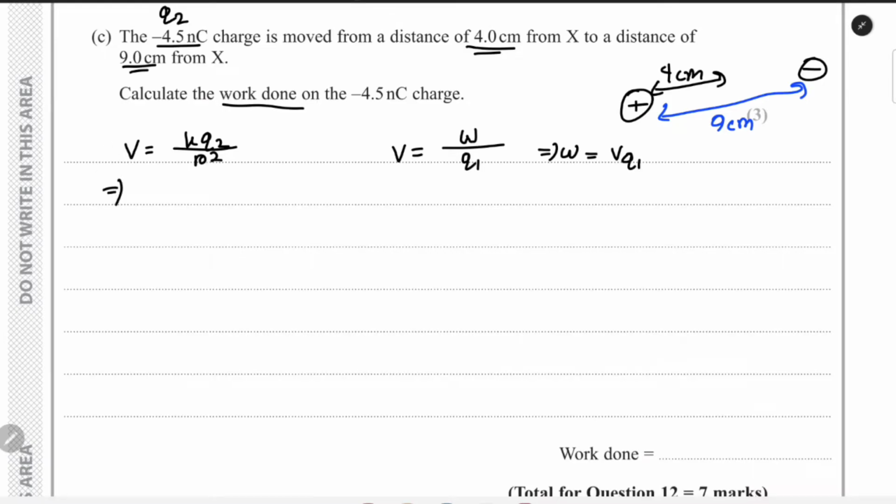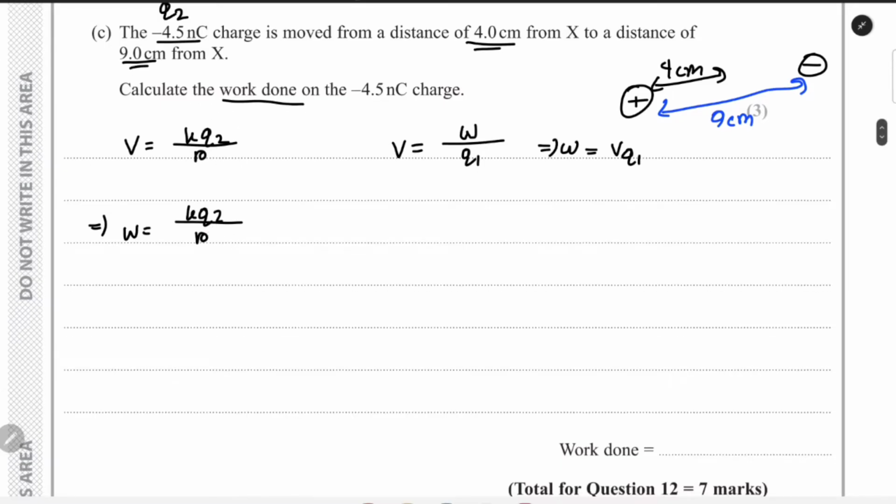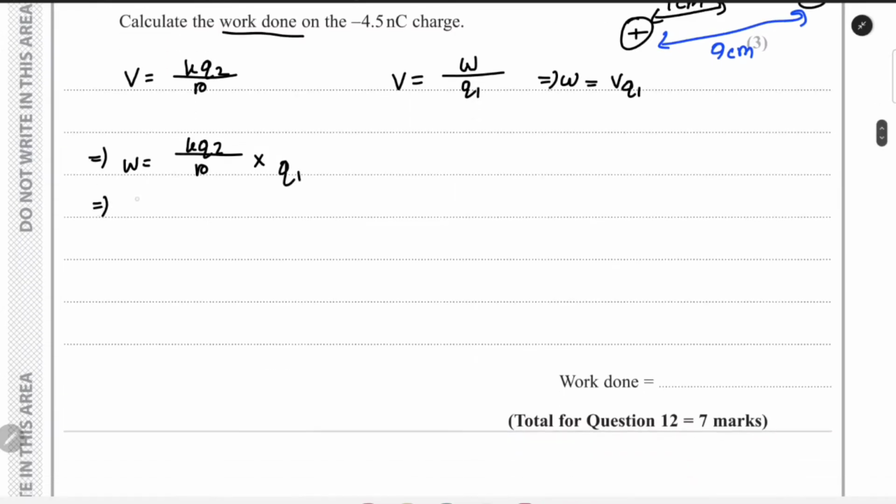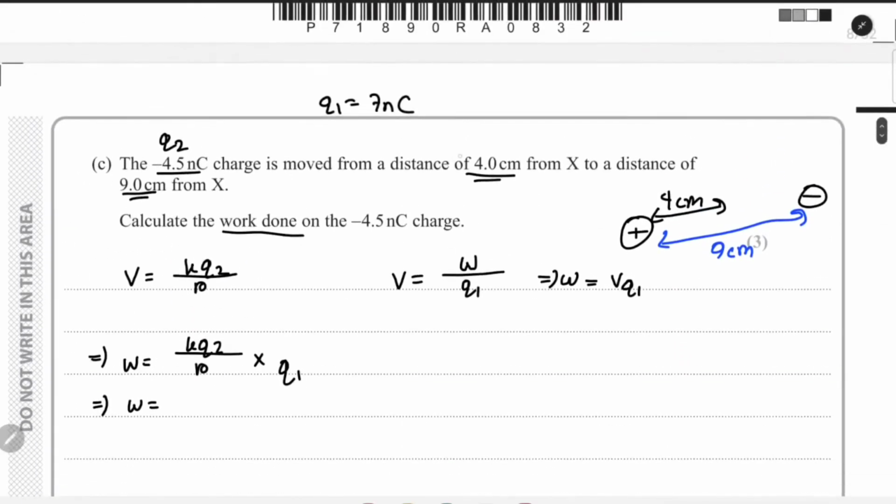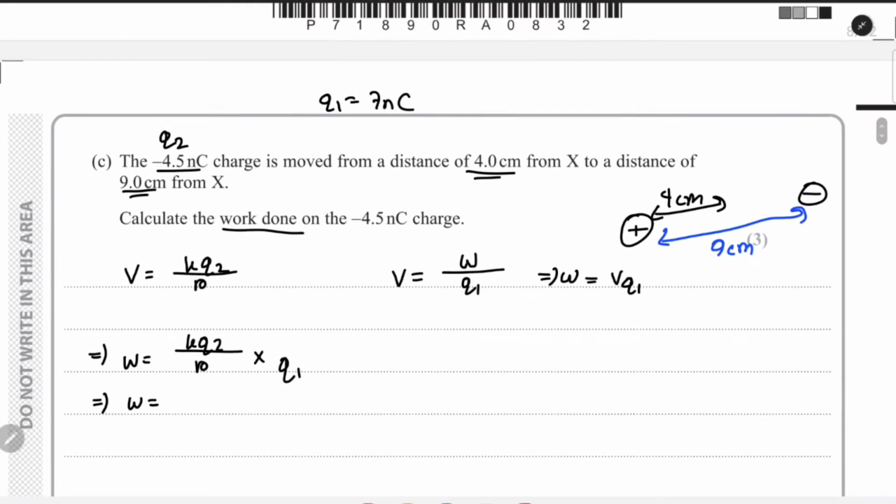We know that V is this expression over here. So the work done will be KQ2 by R squared. Sorry, this is R. V is KQ2 by R. So the work done is KQ2 by R multiplied by Q1. So for the work done over here, I'll not directly place in the values. I'll find the difference between the work done when it's 4 centimeters away and 9 centimeters away.